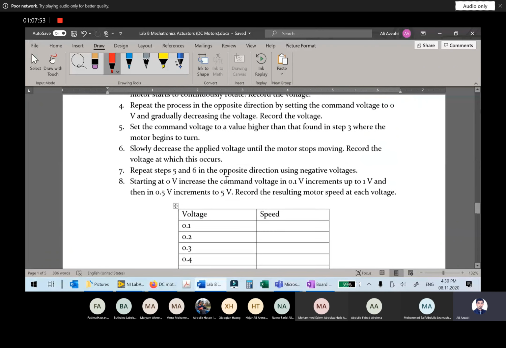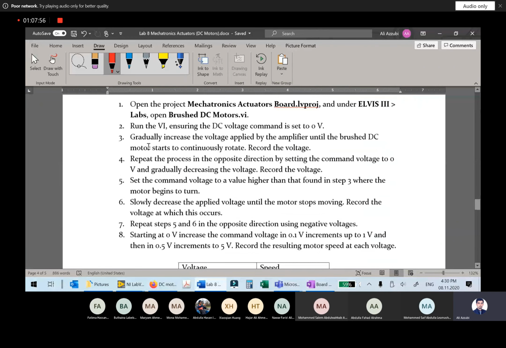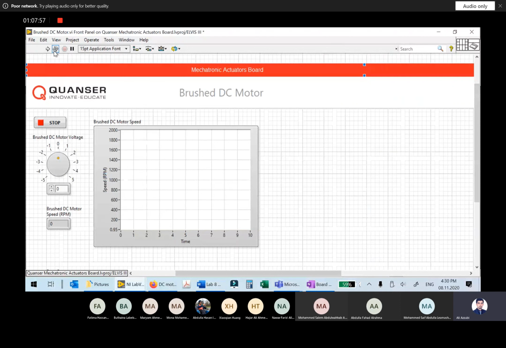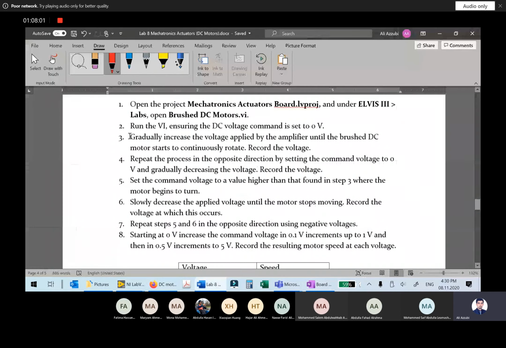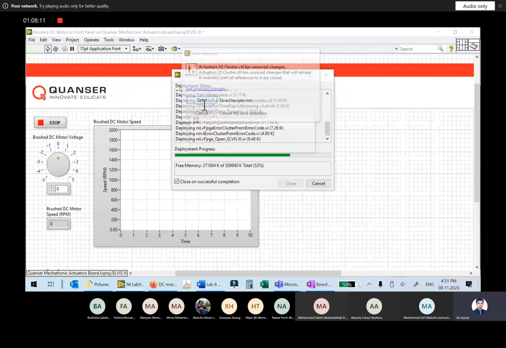Let's go to the steps. So I'll run the VI. Meanwhile, let's read the steps here. It says gradually increase the voltage applied by the amplifier until the brushed DC motor starts to continuously rotate, and record the voltage. Okay, let's do that together.